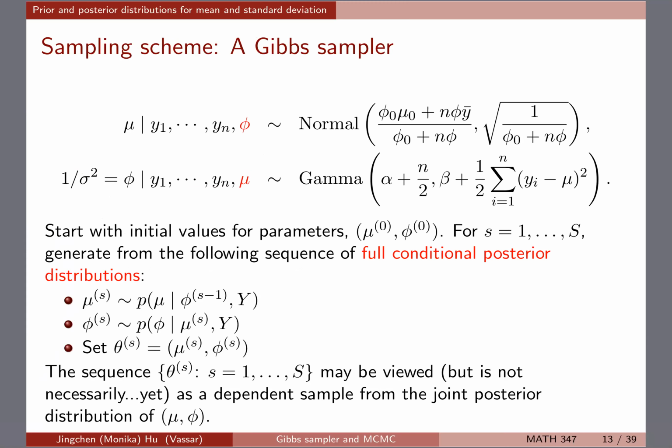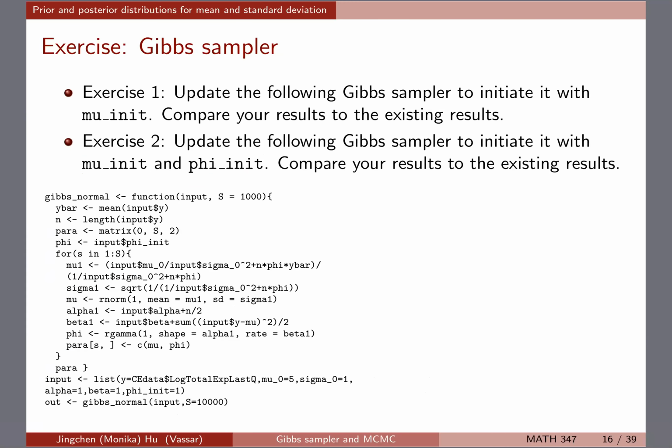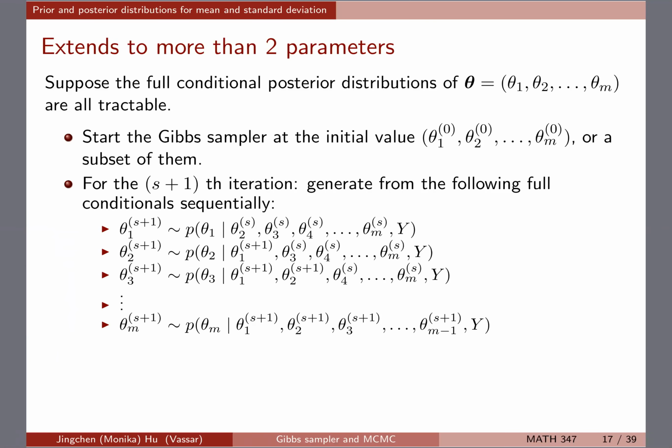Lastly, before we go to the next topic, I just want to talk generically about the fact that sometimes you're going to have more than 2 parameters in the model. The Gibbs sampler can work there as well, but as you have probably imagined, you need the full conditional posterior distributions for all of the parameters. Here I'm generically talking about m parameters, and suppose all of these are tractable, meaning that you can derive them.